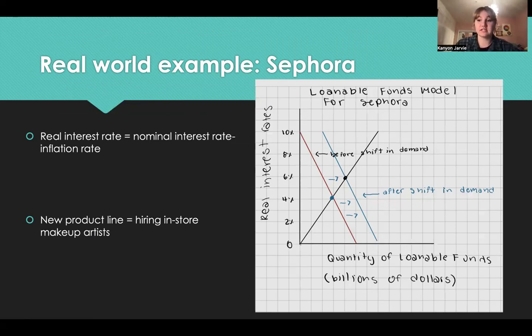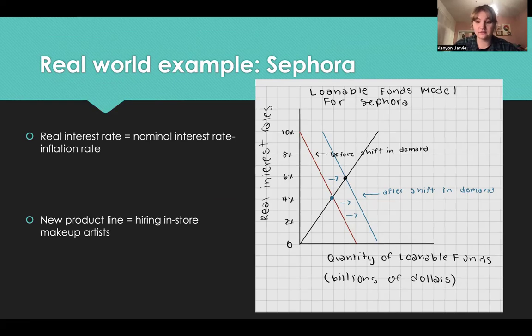For a real-world example of this, take a business like Sephora and say they take on a new product line that requires in-house makeup artists for the demonstration of the new product. Now, Sephora is going to have to finance this business opportunity, like paying for the artists so that they can showcase the new product. So their demand for loanable funds will increase because they're going to need to finance the money to pay for those new artists.